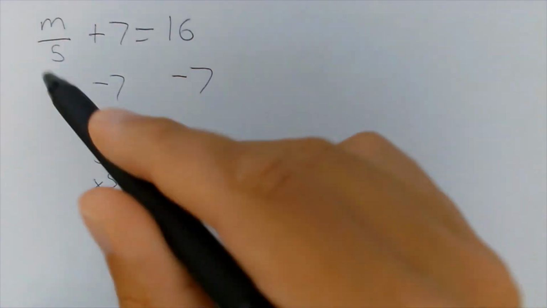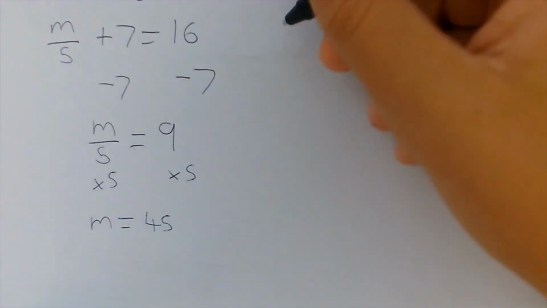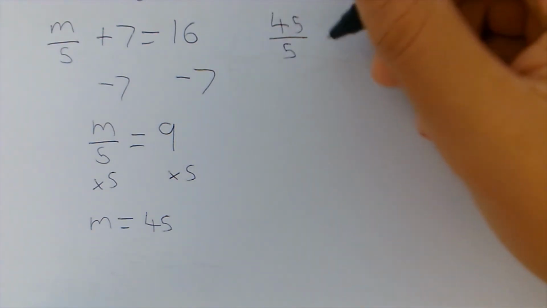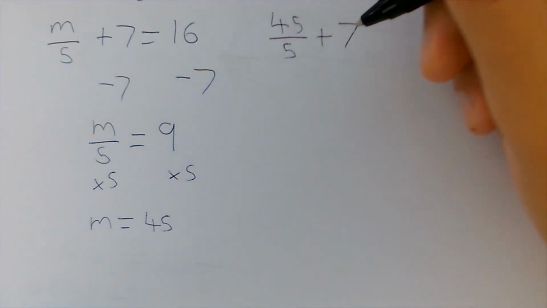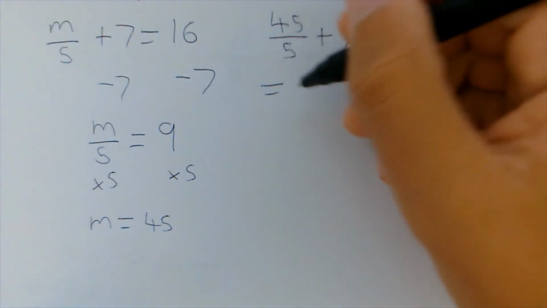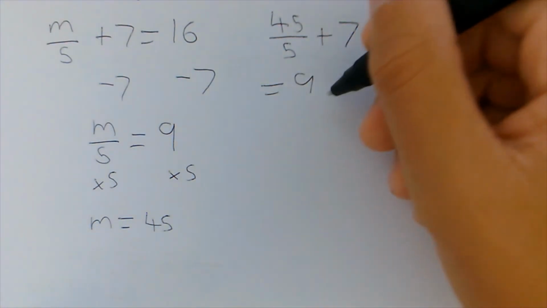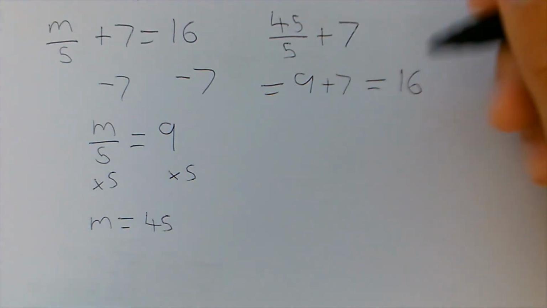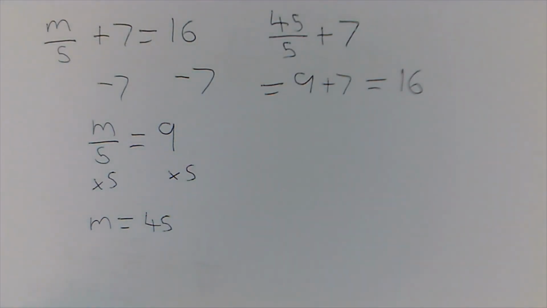And again, we can check this by putting it back into our original equation. So 45 over 5, or 45 divided by 5, plus 7. Well, this 45 divided by 5 will give us 9. And we've got this plus 7 as well. And 9 plus 7, of course, gives us 16, which is what we started with. So we know that we've done it correctly.